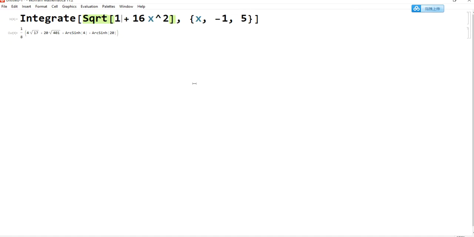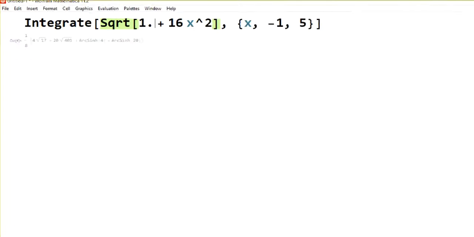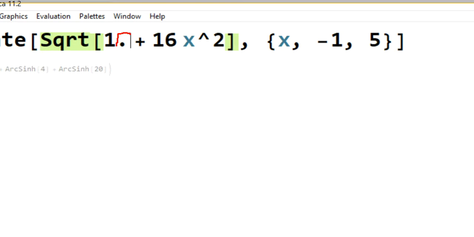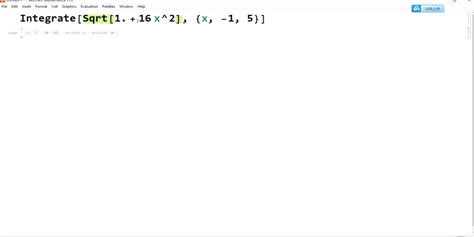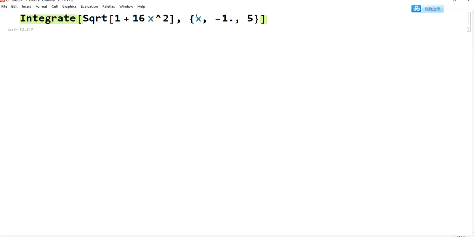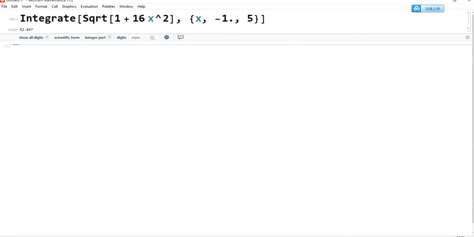So here's the trick. Find any arbitrary value, type in a decimal. So here I choose 1 and type in a decimal, and it returns 52.848. You don't have to add a decimal here. You can add a decimal right here too. So it doesn't matter. Okay. Somewhere use a decimal, so you get the same.